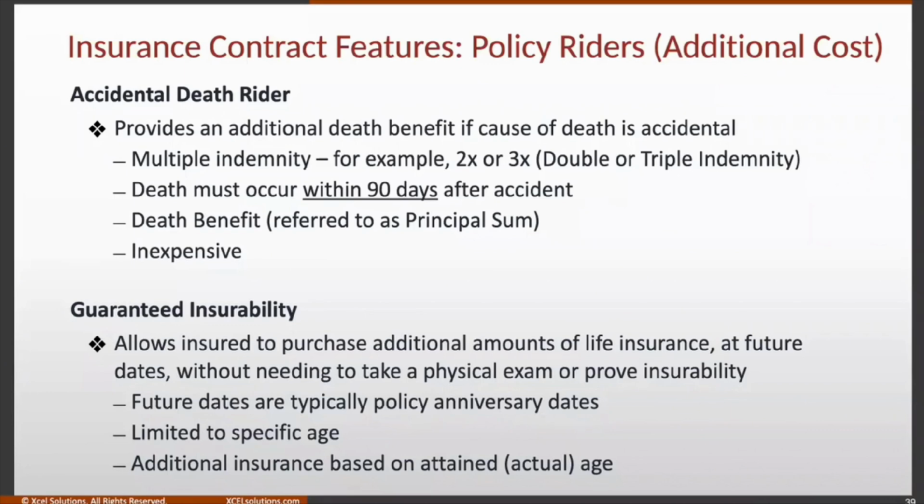So future dates are typically policy anniversary dates between the ages of 25 and 40, and it's limited to a specific age. Beyond age 40, they have a 90-day window. And if they don't exercise the rider within that 90-day window after their 40th birthday, by day 91, the window will close and the rider will drop off the policy, never to be seen again.